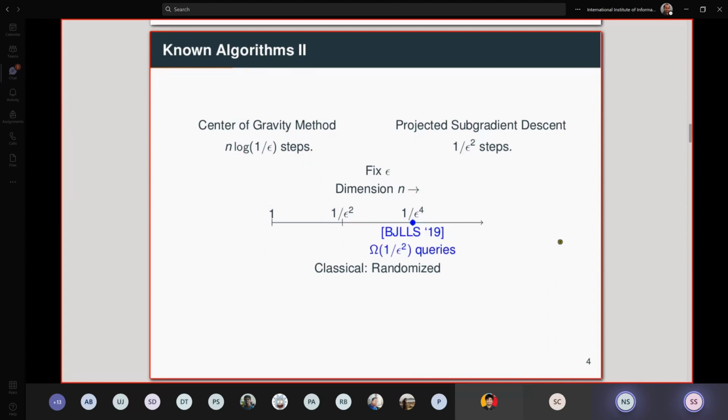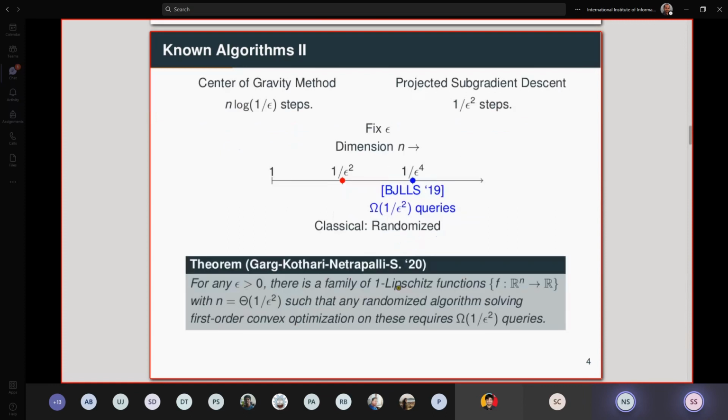But much more recently, it was shown that even if your dimension is 1 by epsilon to the 4, gradient descent is still optimal from this point onwards. And one of the things we show in our paper, the smaller of the 2 results, is that even if your dimension is as small as 1 by epsilon square, you still have the same lower bound, omega 1 by epsilon square queries. And this is something that we'll actually see in this talk in a little bit.